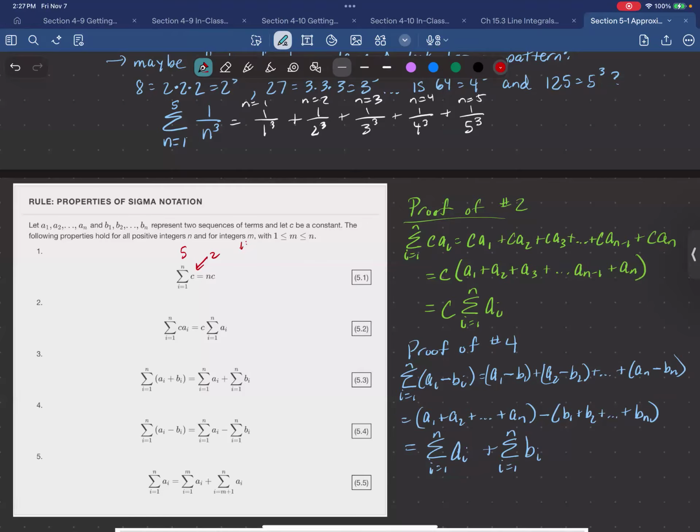So I'll do a little pattern here. 1, 2, 3, 4, 5. That's my i's. And what I'm adding up is 2, 2, 2, 2, and 2 for each of the 5. That should be a 1 right there. And this ends up being 5 times 2, which is n times 2. That's what they're kind of showing there. It's not an actual proof, but that's an example.